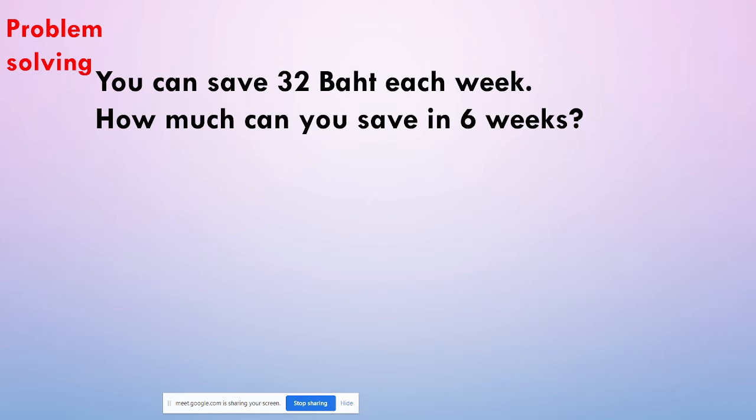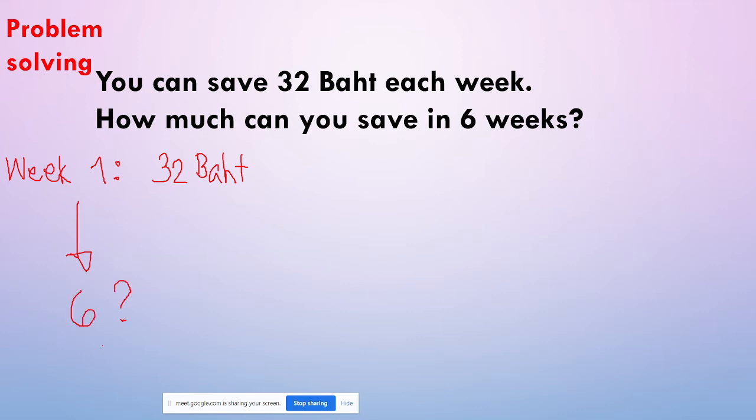You can save 32 baht each week. How much can you save in 6 weeks? It means, for example, week number one, you can save. When you say save, what do you mean? Save money. Keep the money, right? Yes. It means week one, you keep 32 baht, and then until week 6.